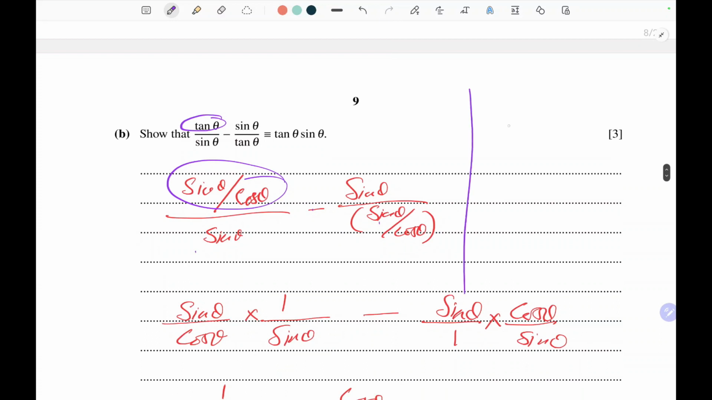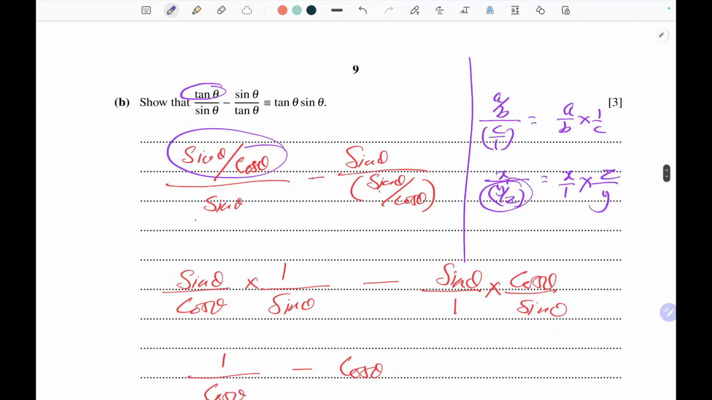Now here again I would like to explain: if we have a over b divided by c, then you can write a over b, and this c can be written as c over 1, so this is 1 over c, right? And if we have x over y over z, so this x can be written as x over 1, and this y over z will be z over y.